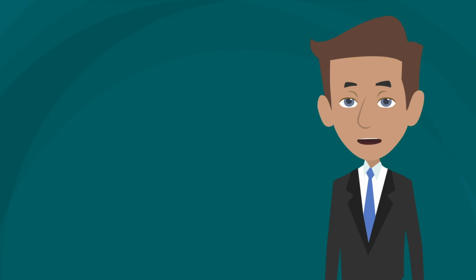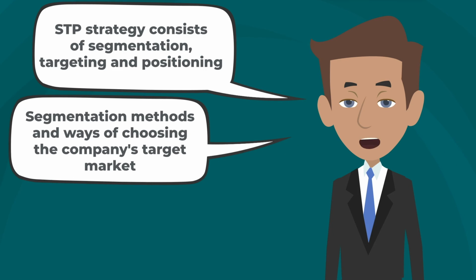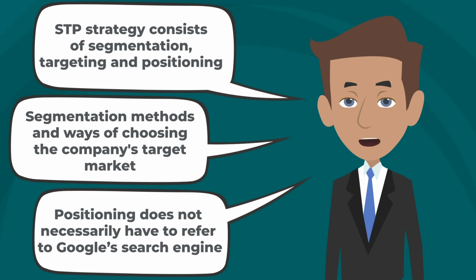To sum up, from today's video, we've learned that the STP strategy consists of segmentation, targeting, and positioning. We've learned about segmentation methods and the different ways of choosing the company's target market. We've also proved that positioning does not necessarily have to refer to Google's search engine.